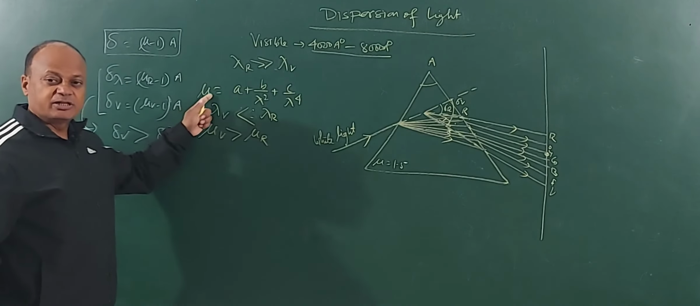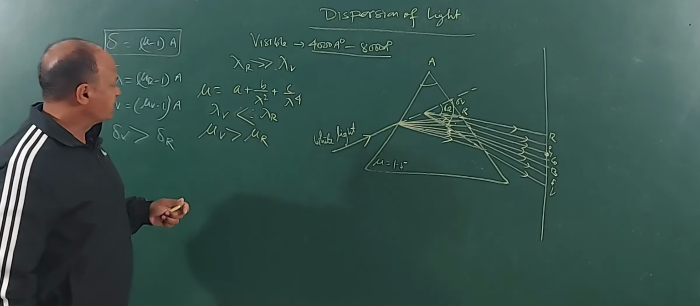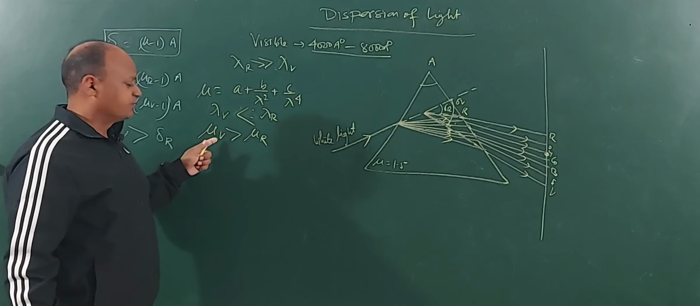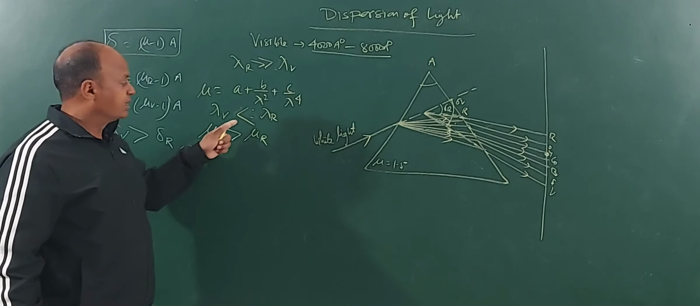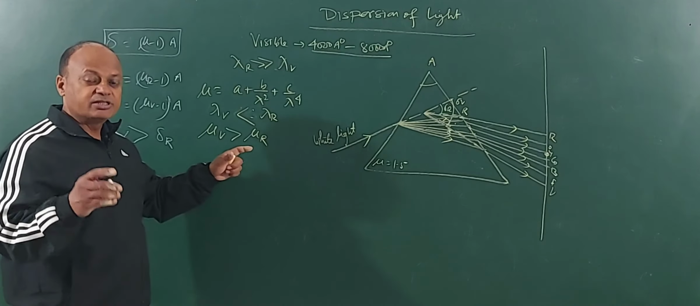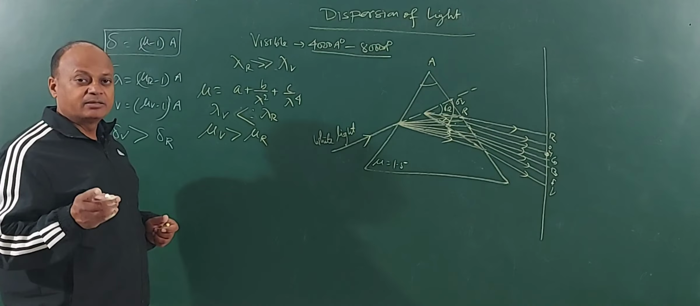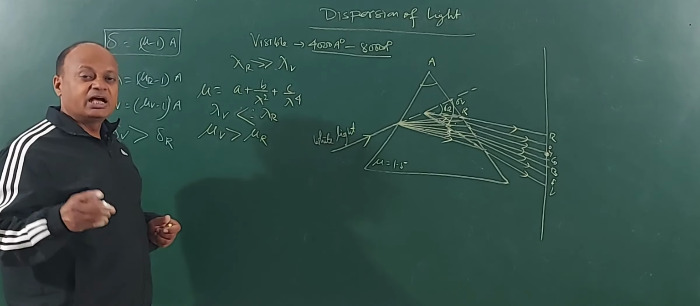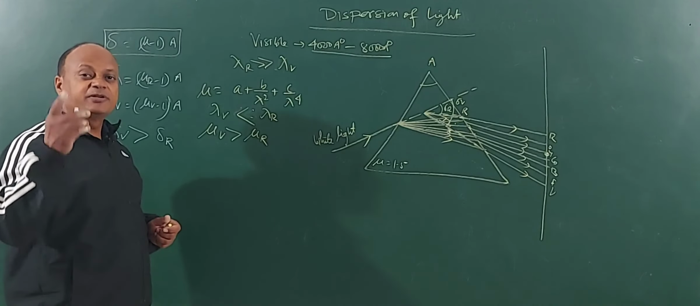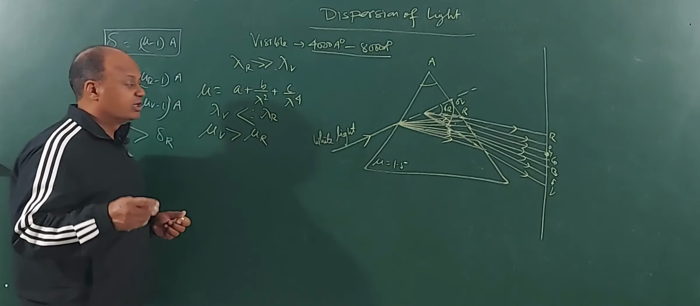The refractive index of the material of the prism depends upon the wavelength of light used. Since violet has minimum wavelength, its refractive index is maximum. And red has maximum wavelength, its refractive index is minimum. In other words, each color bends by a different angle, because each color has a different wavelength, and for each color there is a different refractive index. Hence, there will be different angles of deviation. So what is dispersion?